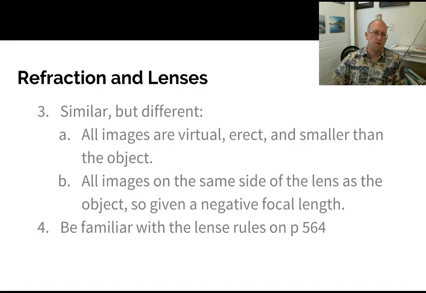Okay. All images are virtual. All images are erect and are smaller than the object. So you're going to get a small image that's standing upright and is in front of the lens. All images are on the same side of the lens as the object, and so they always have a negative focal length because, again, the lens is 0. Anything before the lens is a negative number. And then look over the lens rules on page 564 in your textbook, and it'll help you with some of these lens problems that we're going to be doing.